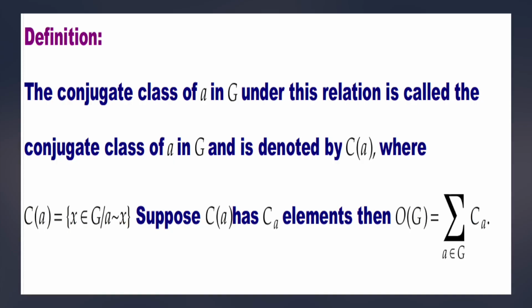Until now, we saw that conjugacy is an equivalence relation, so it should form equivalence classes. Let us name that class a conjugacy class. Let us see the proper definition of it. The conjugate class of A in G under this relation is called the conjugacy class of A in G and is denoted by C of A, where C of A is equal to the set of x in G such that A tilde x. Suppose the conjugacy class of A in G, C of A, has CA elements, then the order of G is equal to the sum over A in G of CA.